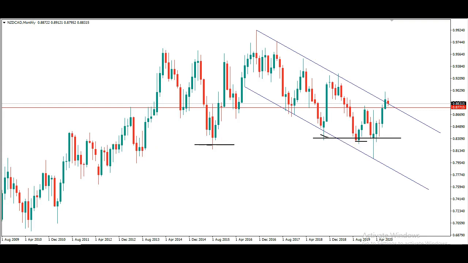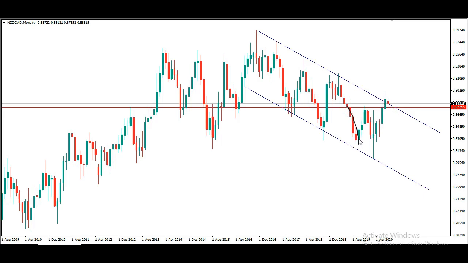So after that we had a break of this descending trend line at this point, a daily close, a monthly close above that level, which shows that the move on this descending channel could be over. So at this point, what would I expect? A retest of the channel as new support before continuation upwards.